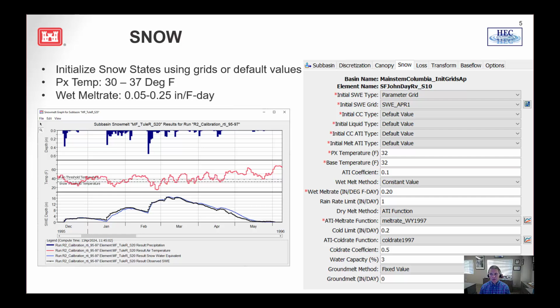The wet melt rate is used to identify melt when the precipitation, liquid precipitation, is falling on the snowpack, and that precipitation rate has exceeded a user-defined value. So for example, in this figure, the rain rate limit is 1 inch per day. If the rain intensity is greater than 1 inch per day, and it's still precipitating, then the current snowpack is going to melt at this wet melt rate. So this is a parameter that you can fine-tune during a calibration because it is variable given the time of year and the snowpack conditions.